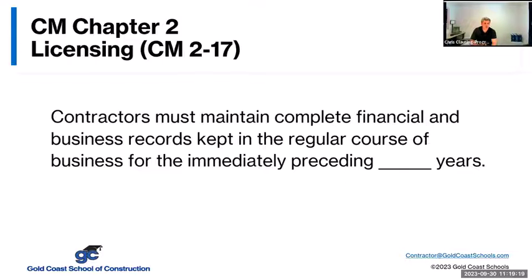Contractors must maintain complete financial and business records kept in the regular course of business for the immediately preceding how many years? So 217. And that's going to be 3 years, right at the very bottom. And another thing you'll see where they kind of spell out some of the numbers. Sometimes they do the numbers. They actually show the number itself. Sometimes they spell it out. What I do is I highlight any numbers that are spelled out. I'll highlight them and then I'll just underline them just so that it kind of catches my eye, so that I know that those are numbers that have been spelled out.